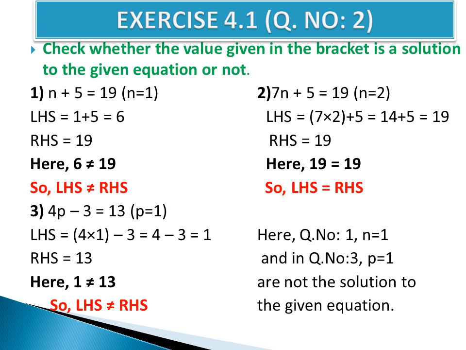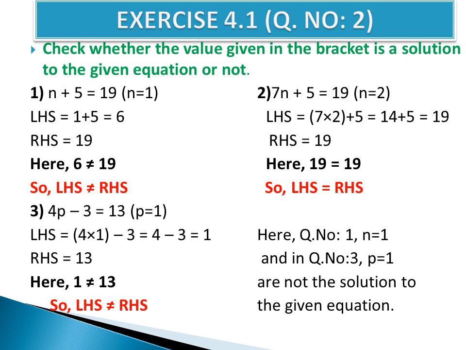Number 1: n plus 5 equal to 19. The value of n given is 1. So in place of n, we will write 1. 1 plus 5 equal to 6. So on the LHS we are getting 6. The RHS is already given as 19. So just see whether 6 is equal to 19 or not. No. So we write here 6 is not equal to 19. So LHS is not equal to RHS, so the value given in the bracket is not a solution to the given equation.